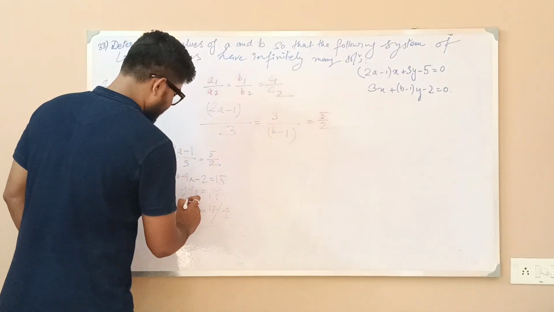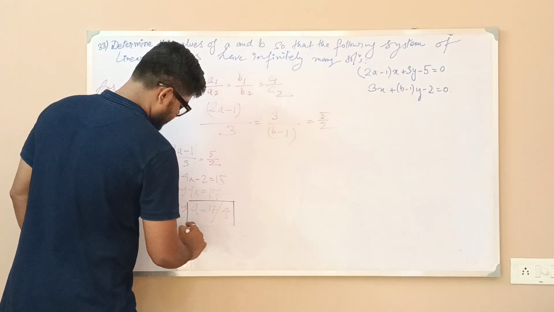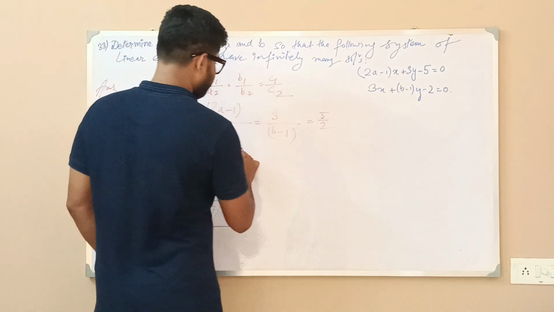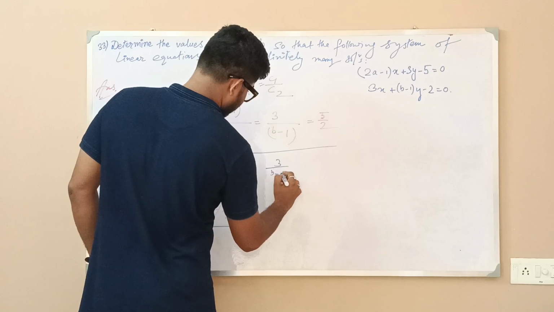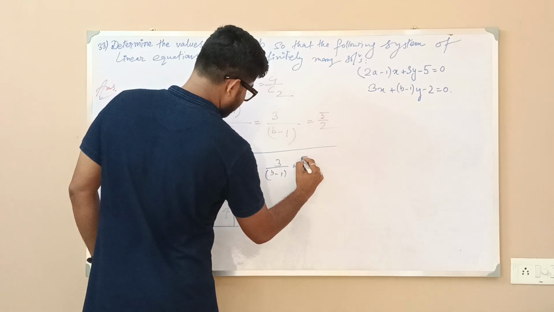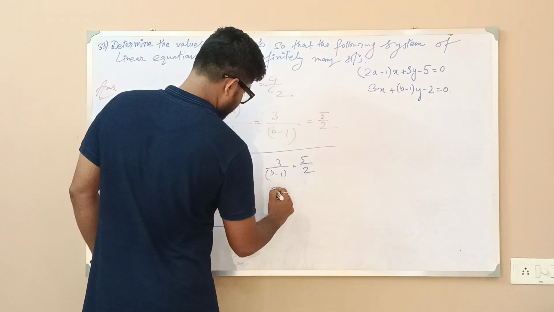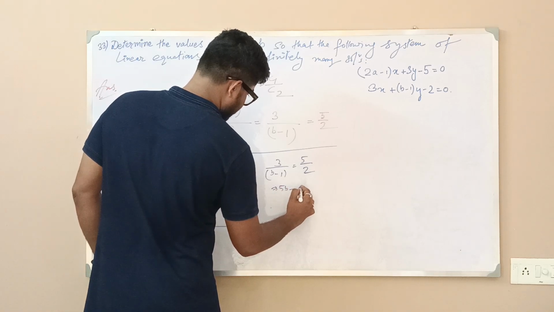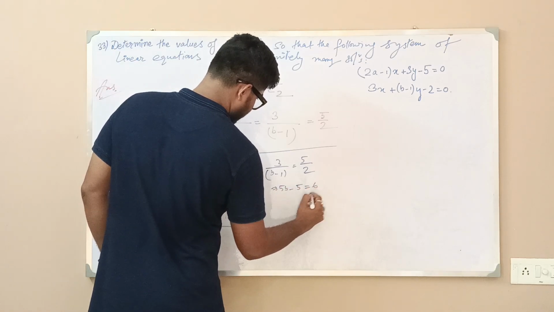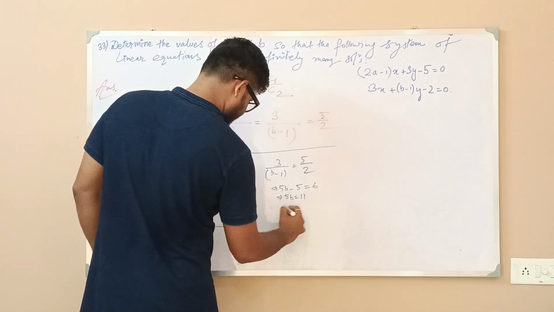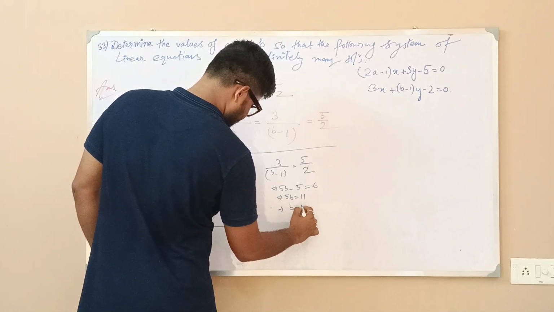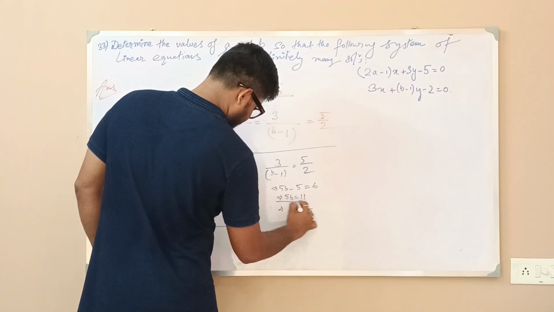So the value of a is 17/4. Now it's turn for b. 3/(b - 1) = 5/2. Okay. So 5b - 5 = 6. So 5b = 11. So the value of b is 11/5.